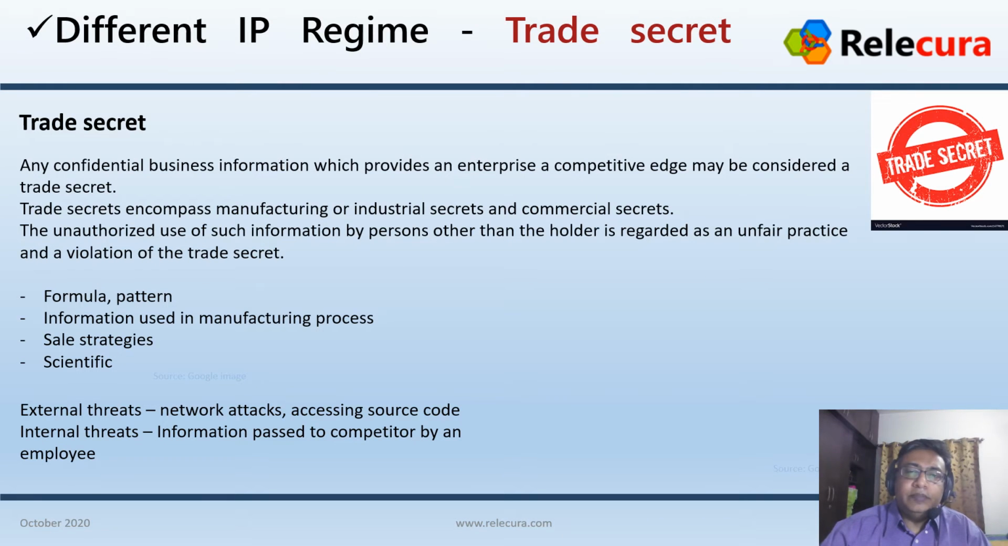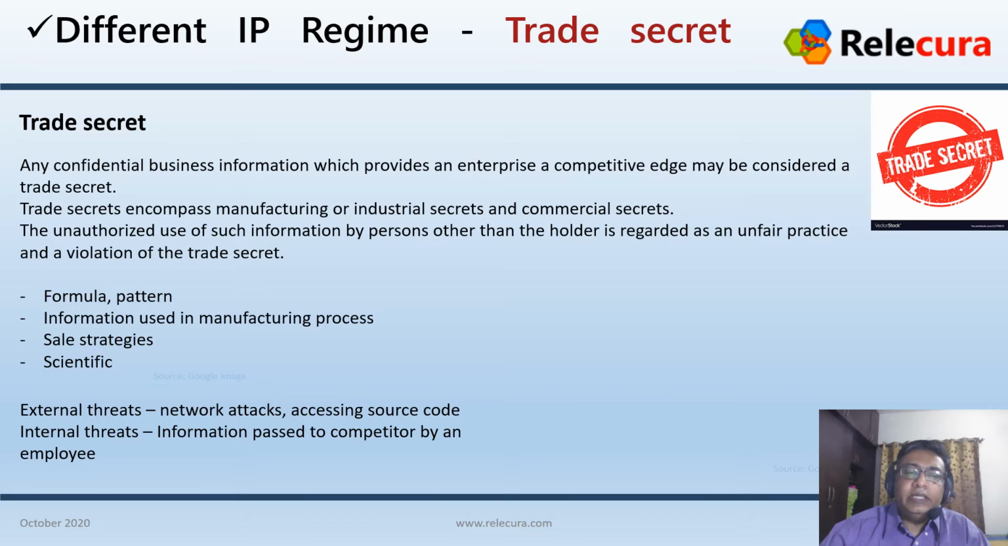Another IP regime is the trade secret. Any confidential business information which provides an enterprise a competitive edge may be considered a trade secret. So nowadays lots of competition is there, and if you have a trade secret, then it is an upper edge for you. As you can see, a few examples are there in our real life, like Coca-Cola and KFC. So these both have their trade secret and they don't have a patent.